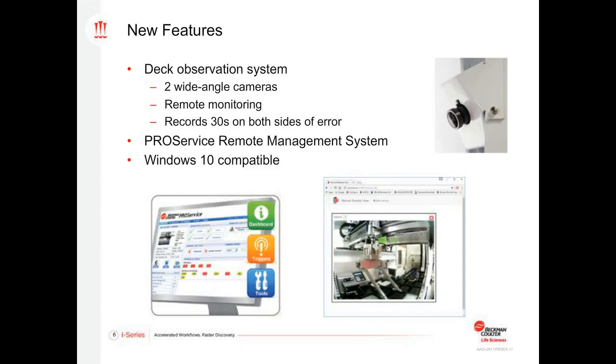We also have a deck observation system. So this basically entails 2 wide-angle cameras, one on each of the front corners of the system. This can enable remote monitoring. Obviously, for longer workflows, you may not necessarily want to stay by the instrument, so this allows you to monitor what's happening on the instrument from your desktop or your laptop computer. And another feature is that it will record 30 seconds both before and after any error that occurs. So obviously a good way to troubleshoot if something has gone wrong.